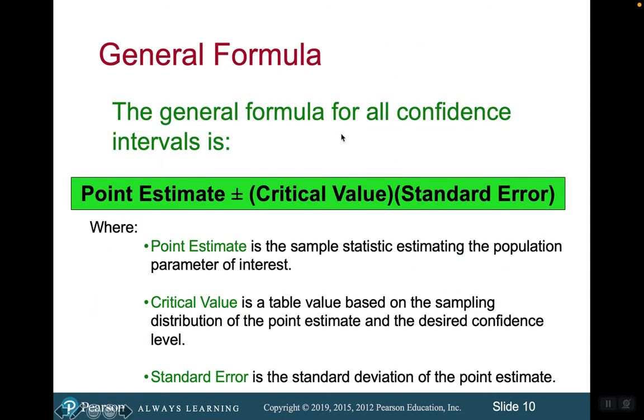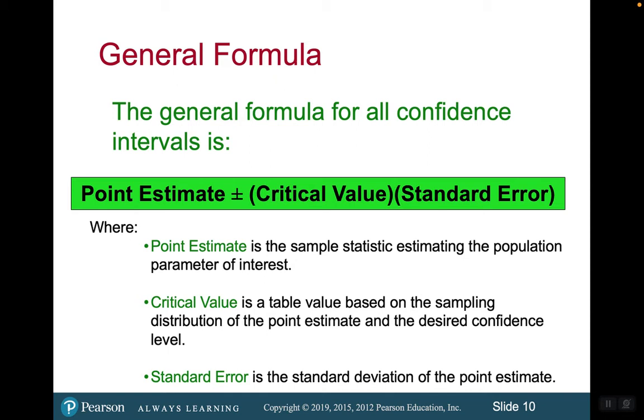So the general formula, as we're looking at this, from a general perspective: what we're doing is we're going to first calculate our point estimate, plus or minus what we call the critical value, at times the standard error. All right, so the point estimate is, as we said, the sample statistic that we're going to use to do our estimate of the population parameter of interest.